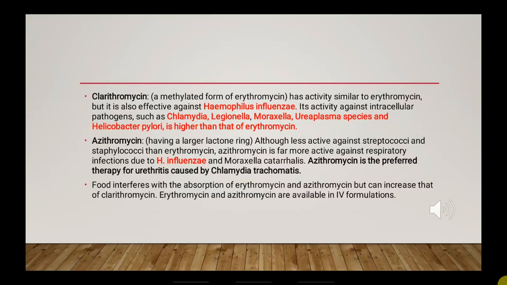So again, we have different generations. The first generation, as I said, is nalidixic acid. It has a very narrow spectrum of susceptible organisms. It is effective against a limited number of bacteria. It's currently not that much used.